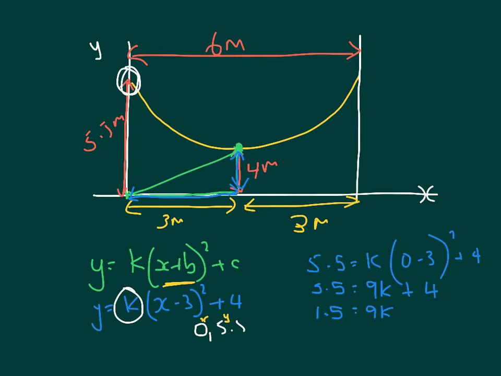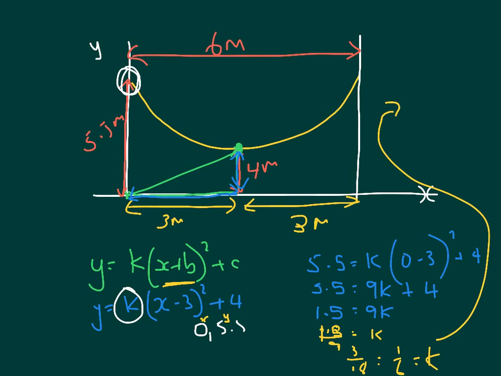Because we're dealing with a decimal, you could leave it as it is and simply say k equals 1.5 over 9. But that's quite ugly, so I'd double that. Double 1.5 is 3, and double 9 is 18, so that's the same as 3 over 18, which equals 1/6, and that is your k value. So your equation, which I'll put up here because you'd have more room in your books, is y equals 1/6 (x minus 3) all squared plus 4.